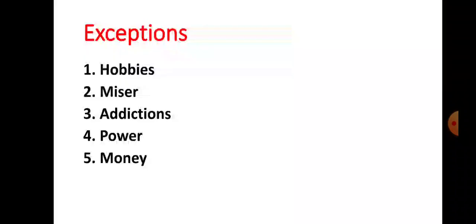Now let us see the exceptions of the law of diminishing marginal utility. Number 1, hobbies. Number 2, miser. Number 3, addiction. Number 4, power. Number 5, money. So these are the exceptions of the law of diminishing marginal utility. But why? Because in these cases, with the consumption of each additional unit of commodity, MU goes on rising and not falling.